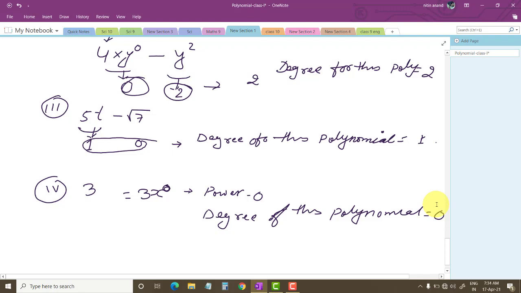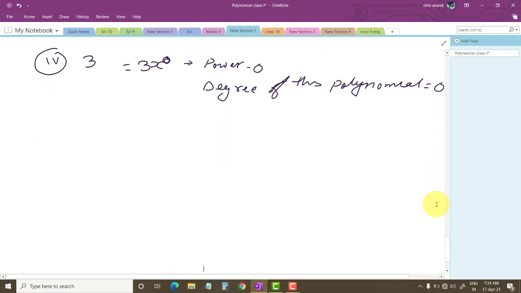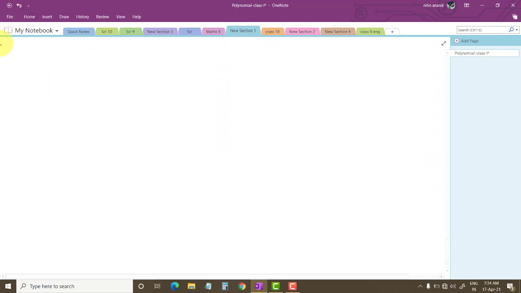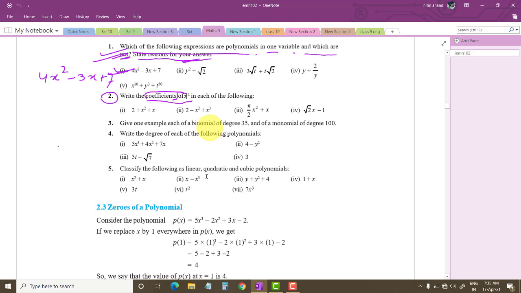Now see the next question, question number 5. What does question number 5 say? Classify the following as linear, quadratic and cubic polynomials.